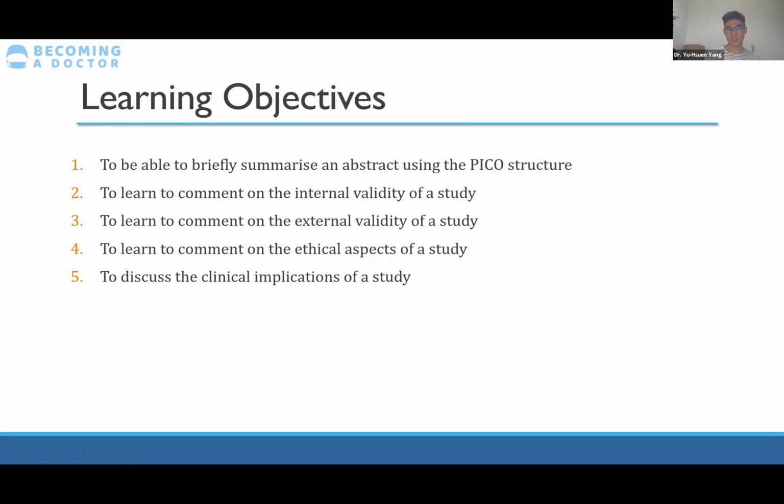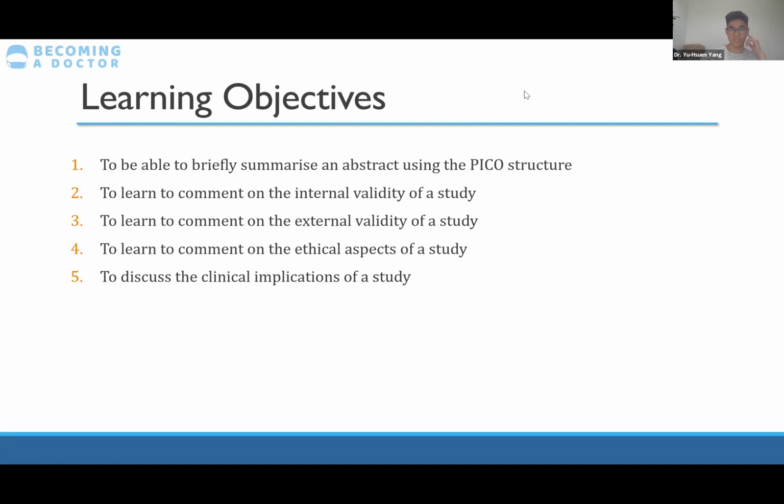Some learning objectives for this short webinar are to be able to briefly summarize an abstract using the PICO structure. Does anyone know what PICO is? So PICO stands for population, intervention, control, outcome. Fantastic. Yeah, I can see that on the webinar chat.